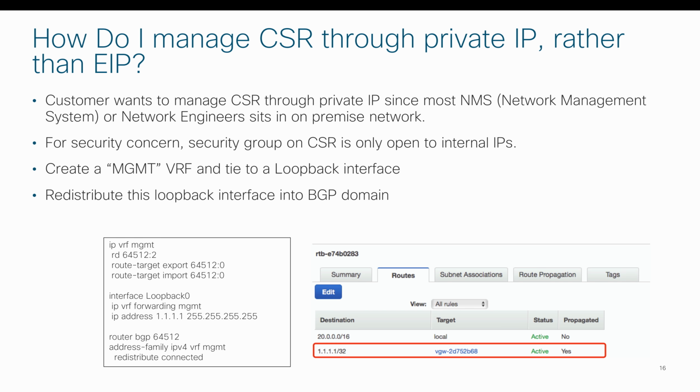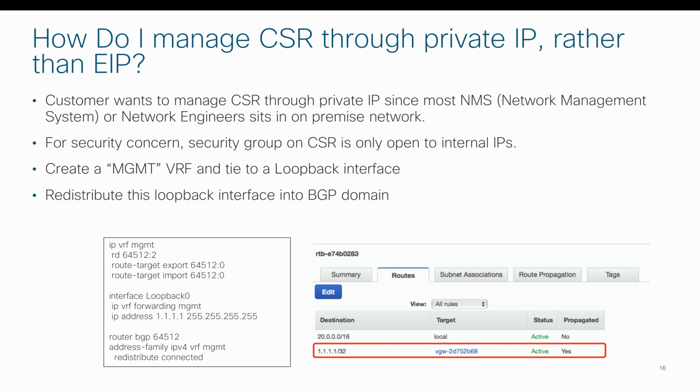So if you want to reach the CSR through a local IP, or you have some sort of network management system that wants to access the CSR with a private IP, I recommend going with the loopback interface. Then you put that loopback interface under a management VRF, and make sure it exports and imports the same route target, and then it can be routed to other VRFs, to other spokes, to on-prem. So those are the configurations you need to put on the CSR to make sure it can be correctly propagated.